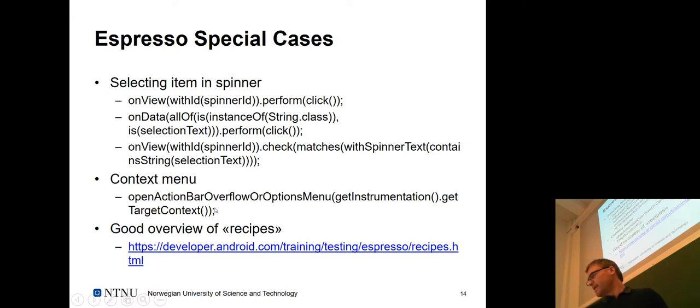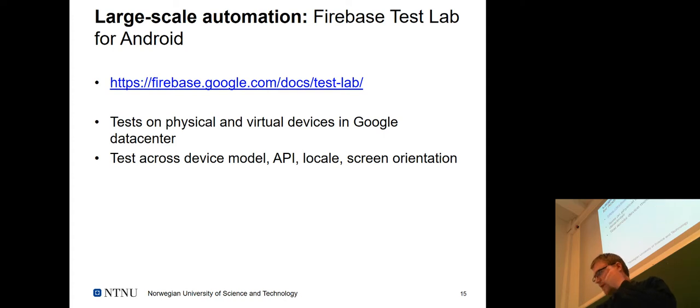Or open a context menu. That's getting a bit more involved. You need to open the options menu for the instrumentation target context. Instrumentation is the test framework, Espresso, that is embedded in the application's activity and listens or is matched to the particular activity functionality. So yeah, but check the recipes, it's quite worthwhile exploring.